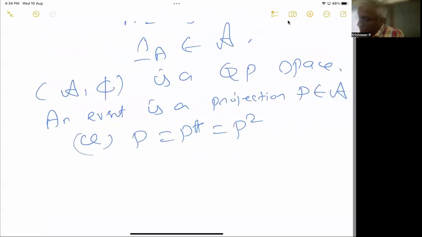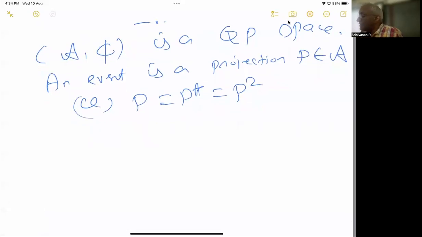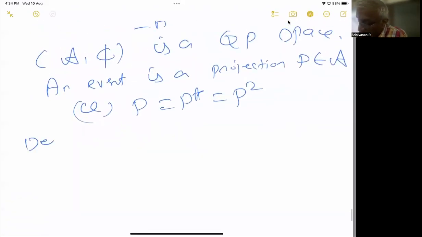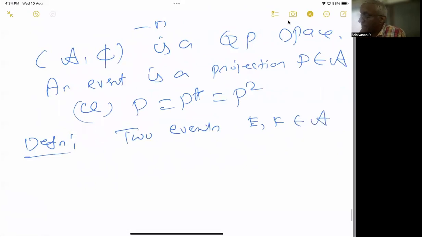So the main point is the next definition: two events E and F in script A are said to be compatible if they commute.